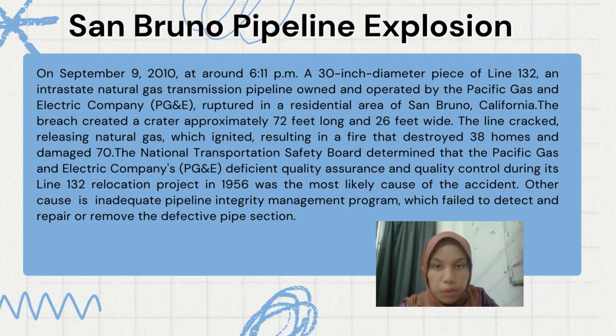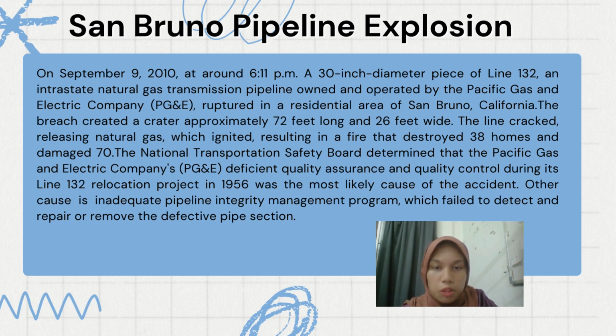What is the cause of the San Bruno pipeline explosion? On September 9, 2010, at around 6:11 p.m., a 30-inch diameter pipe of Line 132, an interstate natural gas transmission pipeline owned and operated by the Pacific Gas and Electric Company, ruptured in a residential area of San Bruno, California. The breach created a crater approximately 72 feet long and 26 feet wide. The line cracked, releasing natural gas, which ignited and resulted in a fire that destroyed 38 homes and damaged 70.